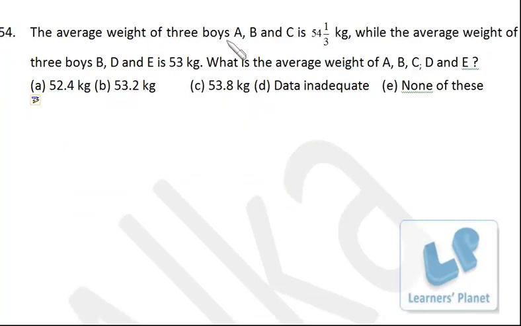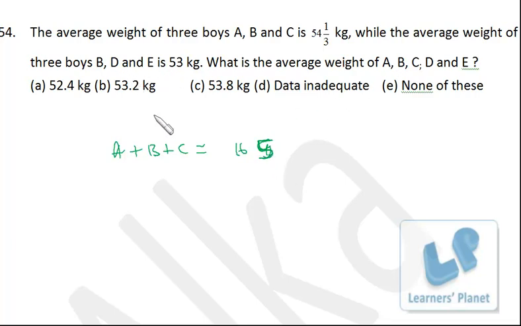Average weight of 3 boys A, B and C is this, while the average weight of B, D and E is this. What is the average weight of A, B, C, D and E? Let's try. Average weight of A, B, C is this. So A plus B plus C is equal to 3 times 54 1 by 3. So 3 times 54 is, and 1 by 3 3 times, so it's total 165.